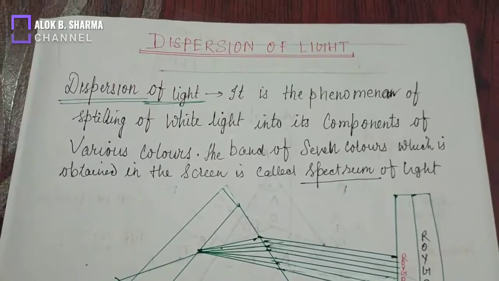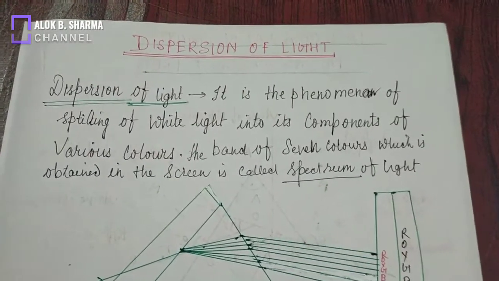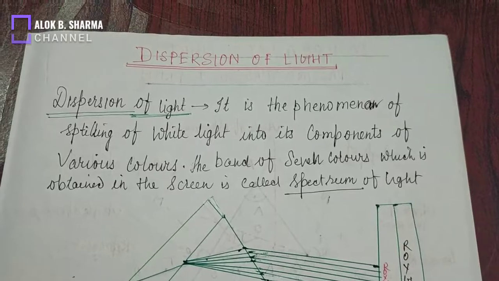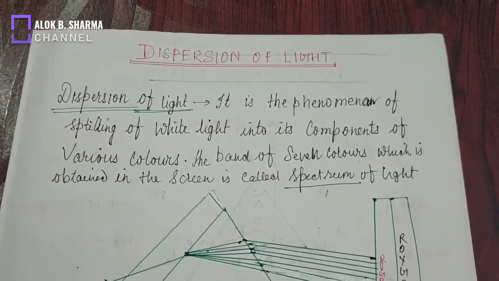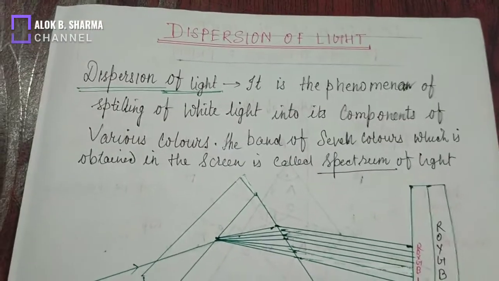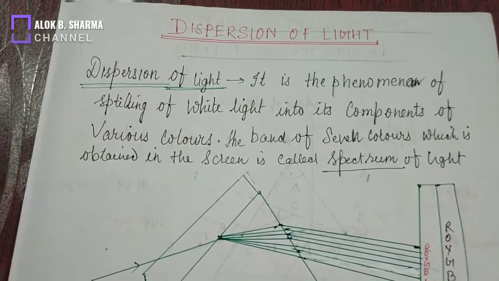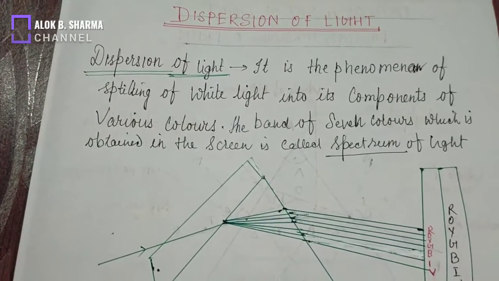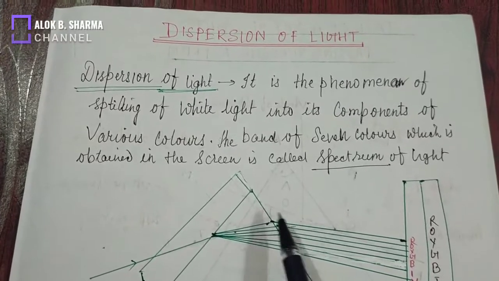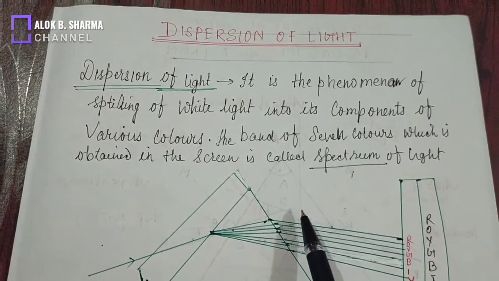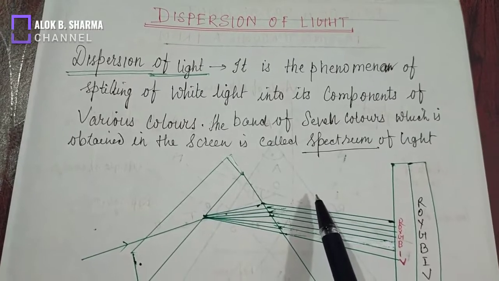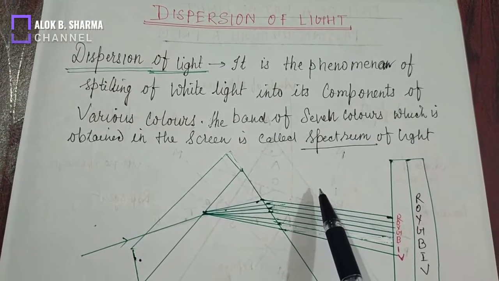Dispersion of light. Dispersion means splitting. So actual meaning of dispersion is to split. Dispersion of light means when light falls on the prism, it splits up into 7 constituent colors. This phenomena is simply called dispersion of light. So it is the phenomena of splitting of white light into its component in various colors. The band of 7 colors which we obtain in the screen is called a spectrum of light.